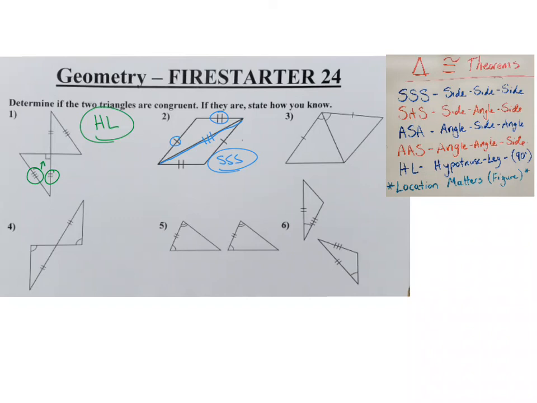So 3, as soon as I see reflexive property, I know that's reflexive. I don't see a 90-degree angle. I don't see 2 sets of angles. And I have 1 set of angles. So it's either SAS or it's not possible. It is because, remember, that angle, this blue piece, is touching both the congruent sides. So it is side, angle, side.